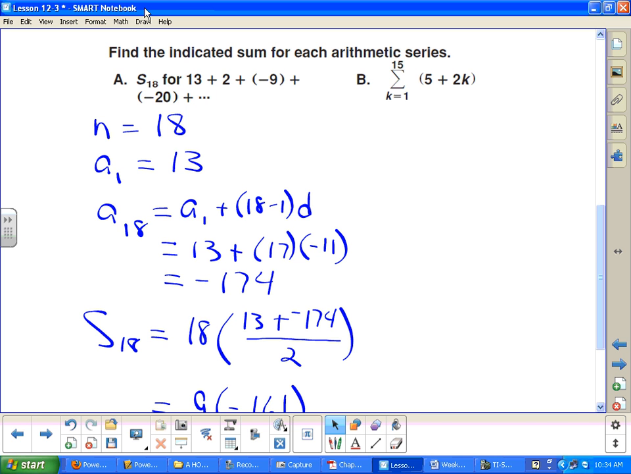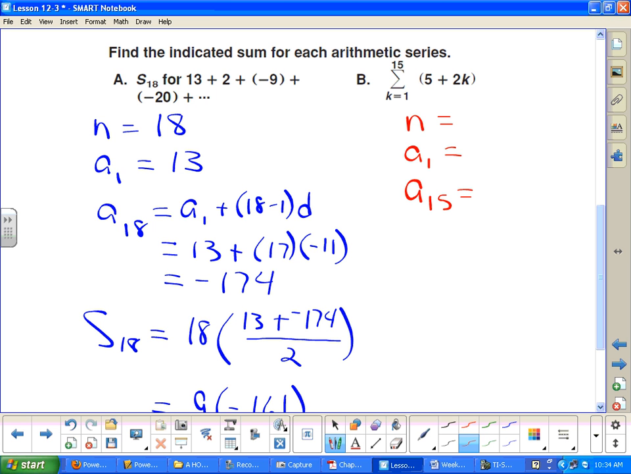Now, letter B here. We need to find n again. A sub 1, a sub 15. Now, in this case, actually, the 15th term is much easier to find. It's just the first term's not as easy. Why is the 15th term easier to find in this case? Yeah, just put 15 in for k. A whole lot easier than what we had to do here. Of course, if you just type that in your calculator, you can find it pretty quickly, too. So n is 15.